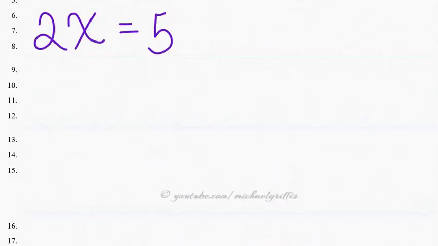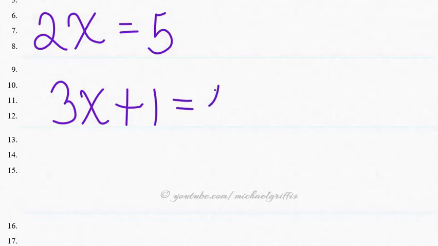Let's look at another one. 3x plus 1 is equal to 4x minus 6. Now you might ask the question, where do these come from? Just make up your own linear equations. We're just making them up. That's a linear equation. Let's take a look at another one.